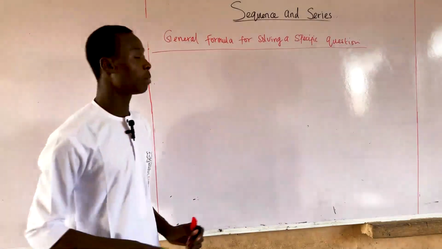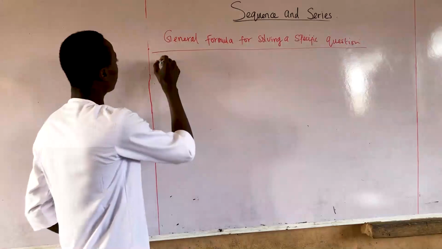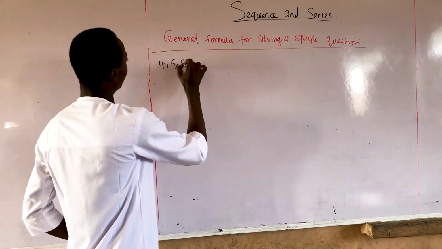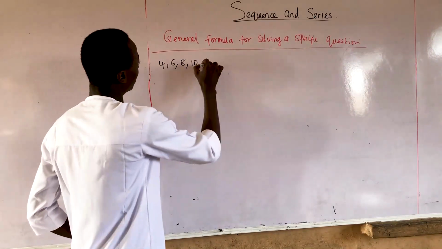Now let me give you an example to understand. Let's say you have 4, 6, 8. I don't know why I like this example, 10 and 12.